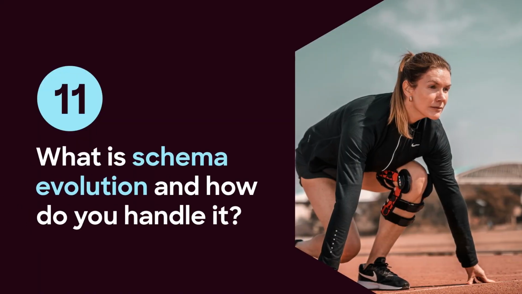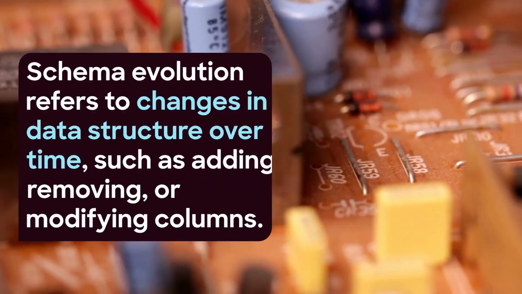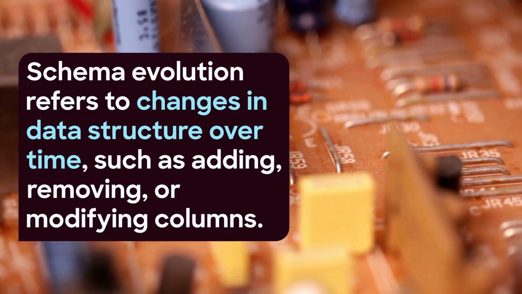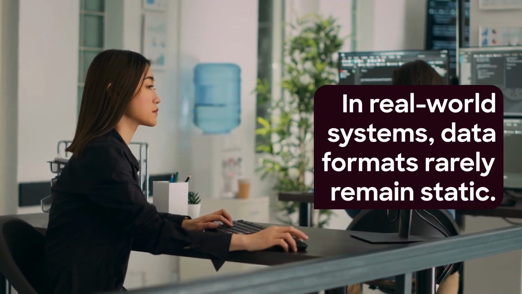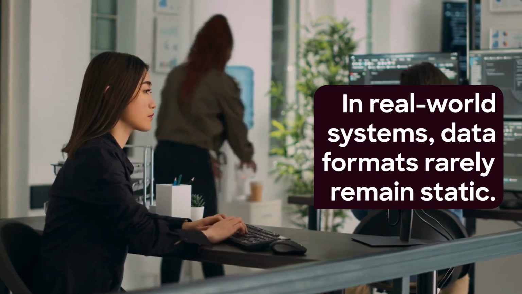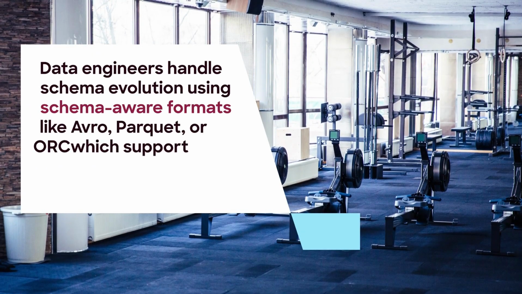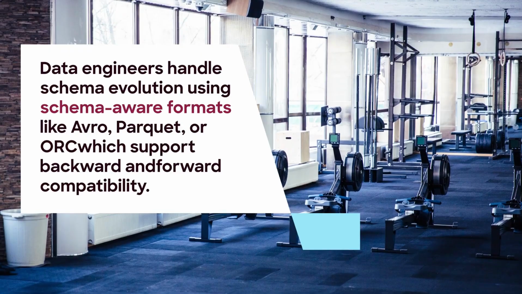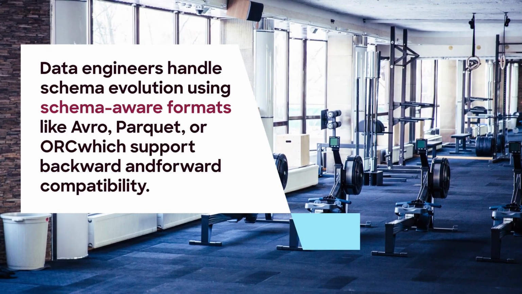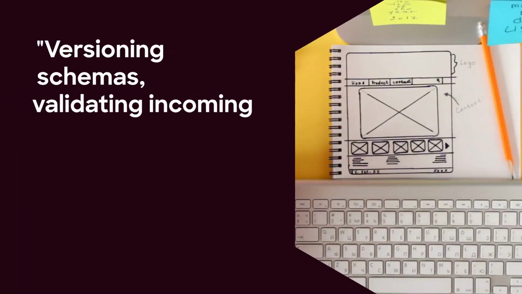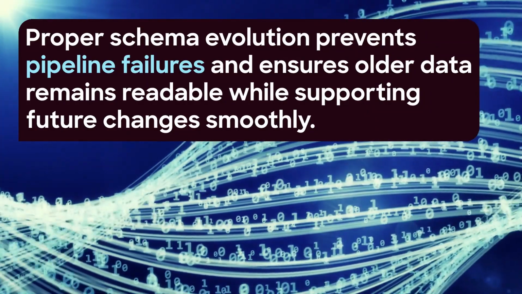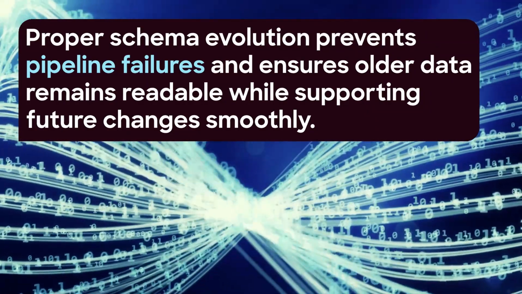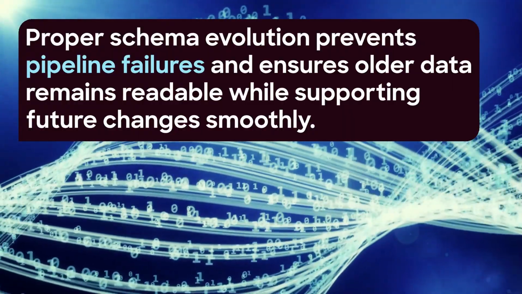11. What is schema evolution and how do you handle it? Schema evolution refers to changes in data structure over time, such as adding, removing, or modifying columns. In real-world systems, data formats rarely remain static. Data engineers handle schema evolution using schema-aware formats like Avro, Parquet, or ORC, which support backward and forward compatibility. Versioning schemas, validating incoming data, and using nullable fields for new columns are common strategies. Proper schema evolution prevents pipeline failures and ensures older data remains readable while supporting future changes smoothly.